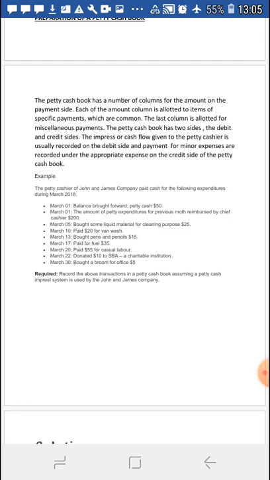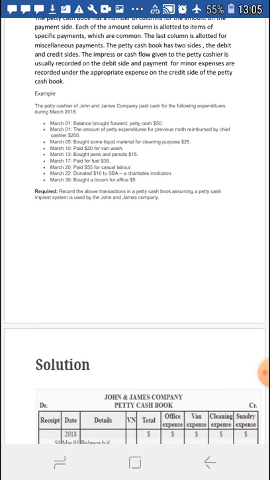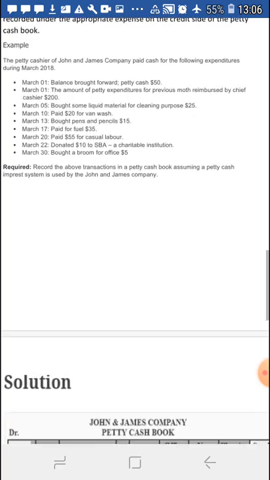So this is an example for us to look into how a petty cash book is prepared. The petty cashier of John and James Company paid cash for the following expenditure during March 2018. You can see the details here. Let me make it bold a bit. I hope we can see that.